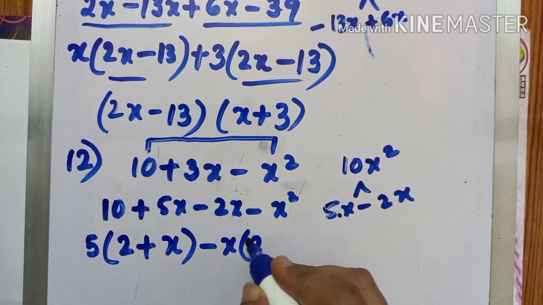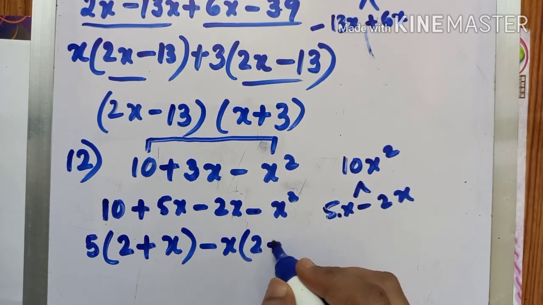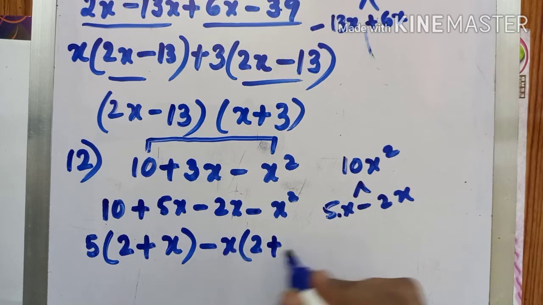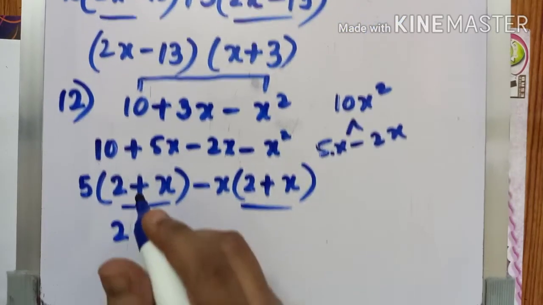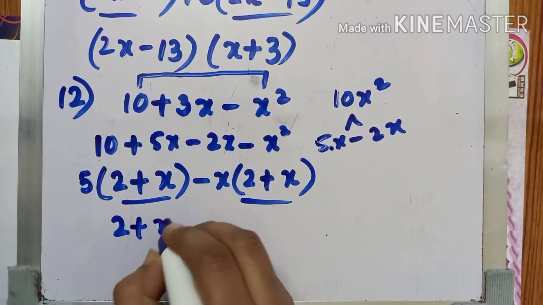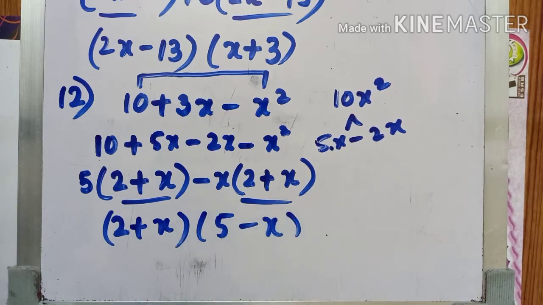Then again you see here we are writing under bracket, so this minus sign will become plus. Now x into x will be x square. So 2x, 2 plus x common, 2 plus x, and then 5 minus x. So this is how you have to do all the problems.